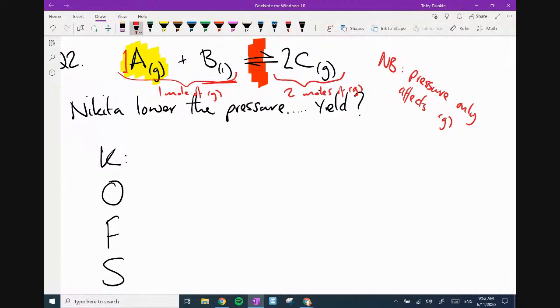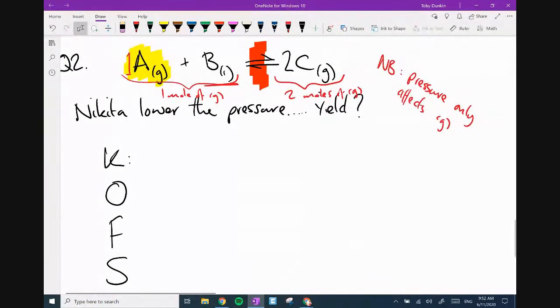You can't just say more now. You have to actually use the equation at A level. At GCSE, they let you off. But at A level, they don't. You've got to quantify this now. Yeah? This is a trap because usually people think it's the same on either side because there's two particles on either side, but it's not in this case because one of them is a liquid.